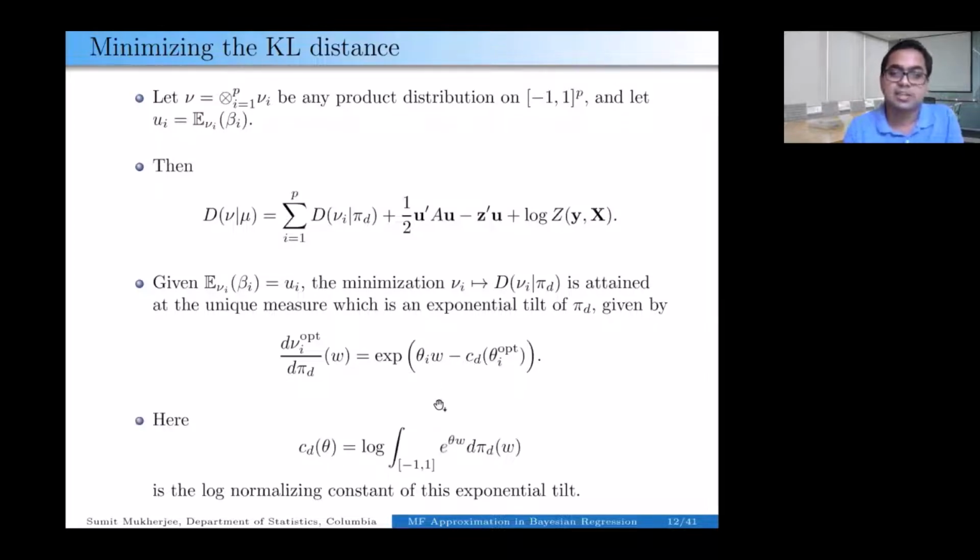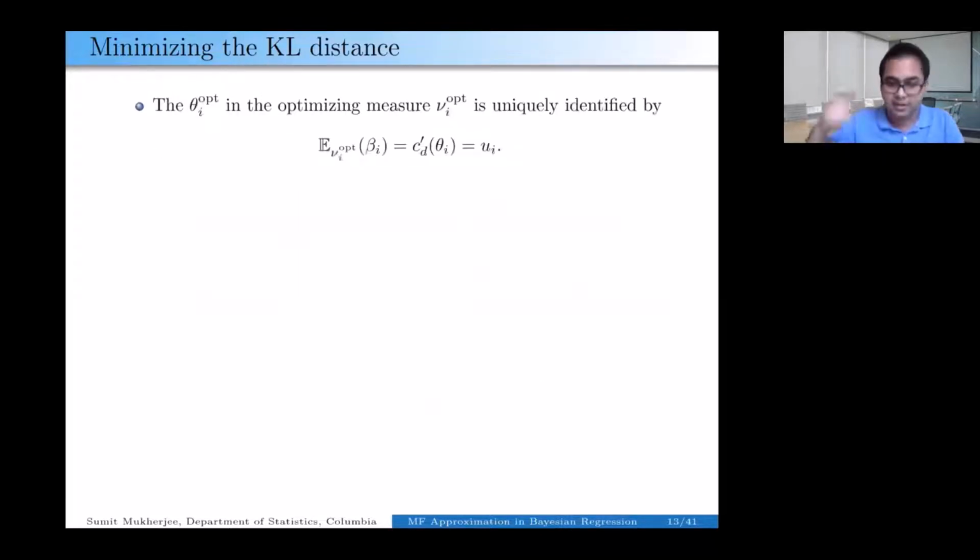And so here CD is of course the log normalizing constant of this exponential tilt. It can be written explicitly by this integral. So that's your CD here. And so I can characterize the theta I opt in this way. The characterization of theta I opt is that the mean under this measure nu I opt has to be ui. The mean of an exponential family is the derivative of the log partition function. So C prime theta is u. So right, this identifies theta I uniquely.